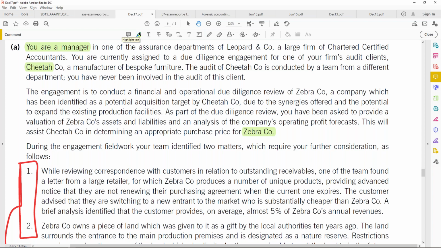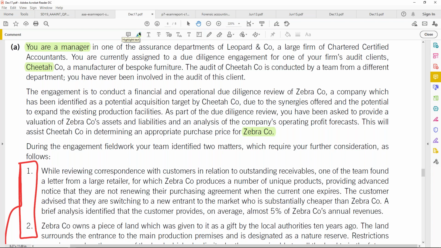And Cheetah is the buyer, right? True, false? Is Cheetah Company the buyer, and is Zebra Company the seller? So the auditor is performing a due diligence review of Zebra or Cheetah? Exactly, Zebra is the seller. You're performing a due diligence of Zebra, and you need to provide information about Zebra to whom? You need to provide information about Zebra to Cheetah. Good. Okay. The next paragraph.